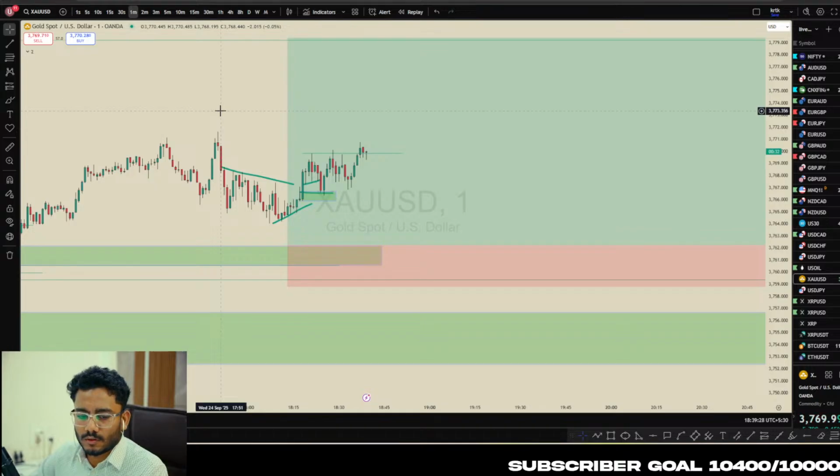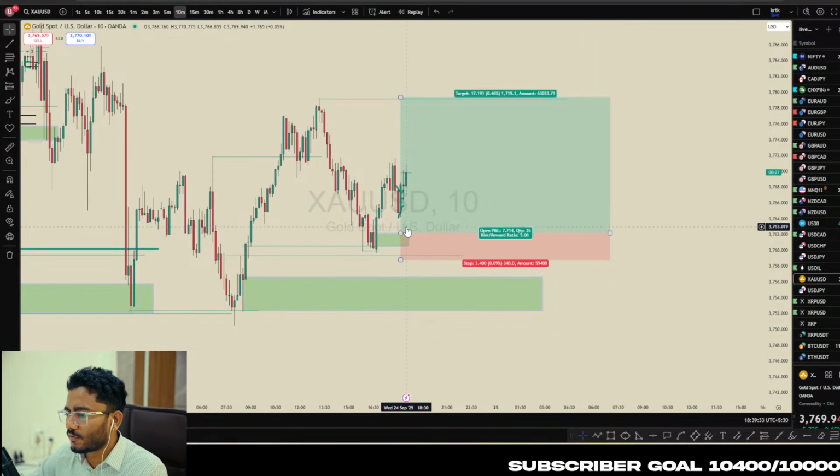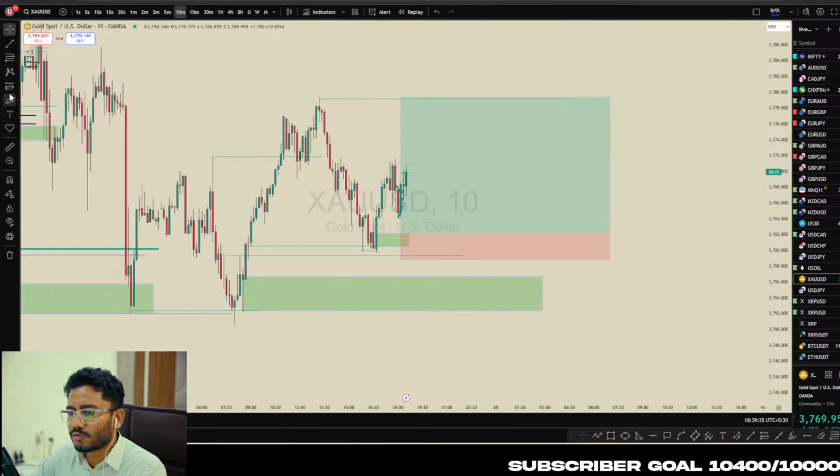Okay, I'm ending this live here. So I'm looking for buy from this order block. I'm not sure about buying here because price has already reacted and it's consolidating here. So we could see a sweep of liquidity to downside.